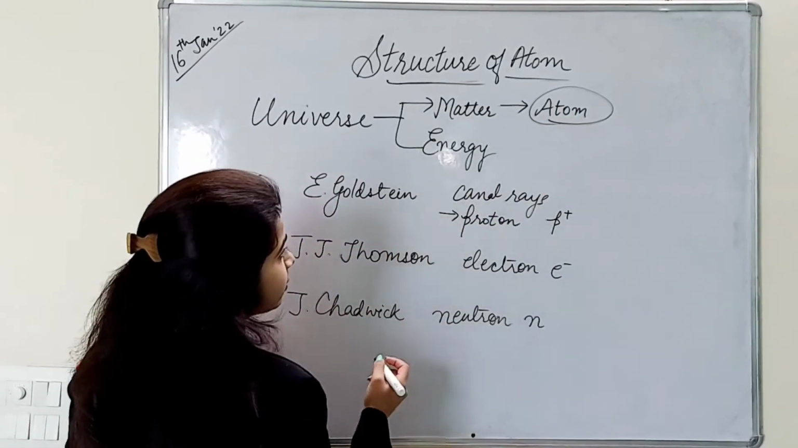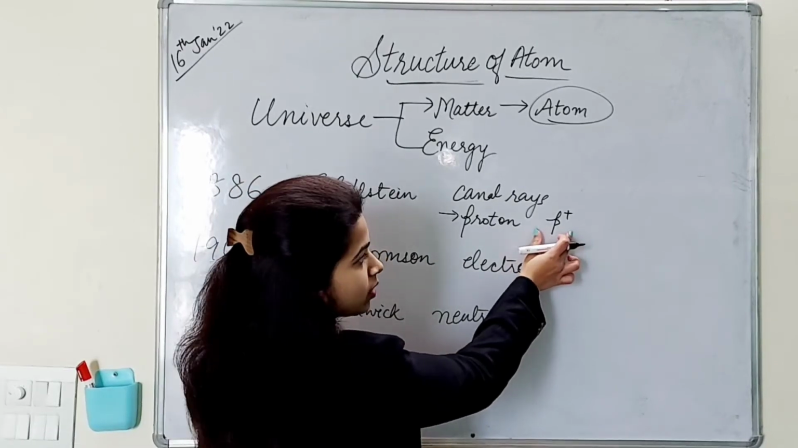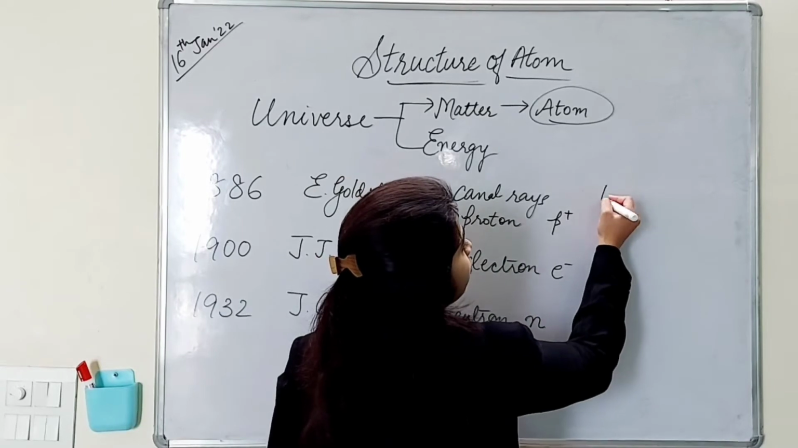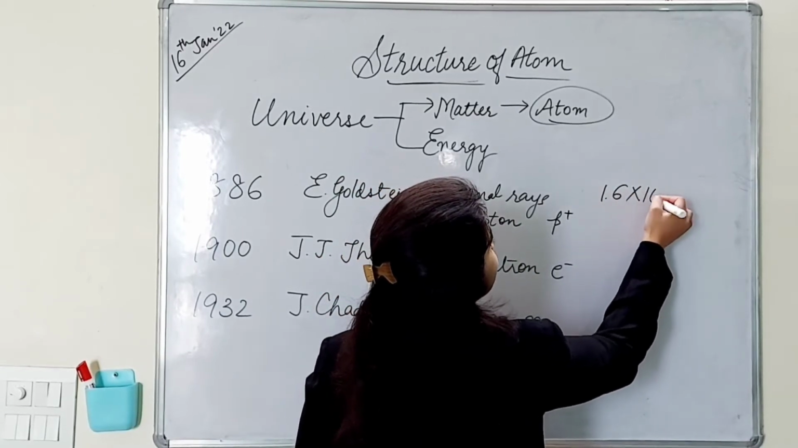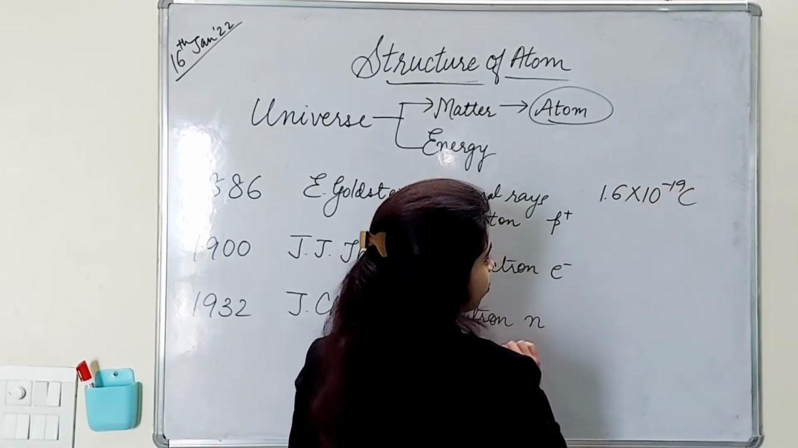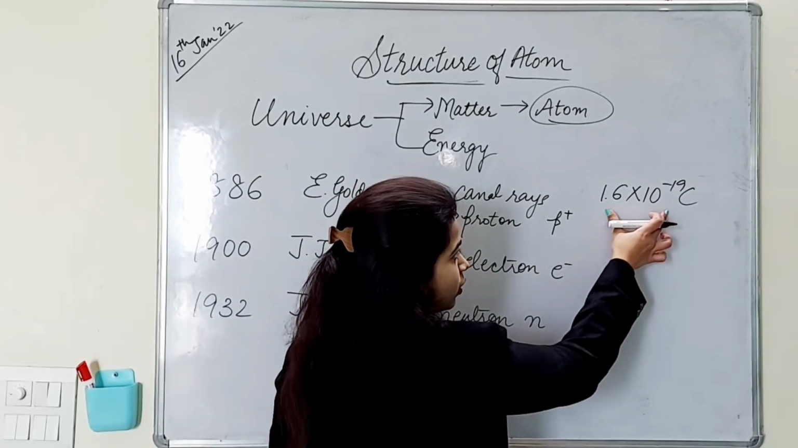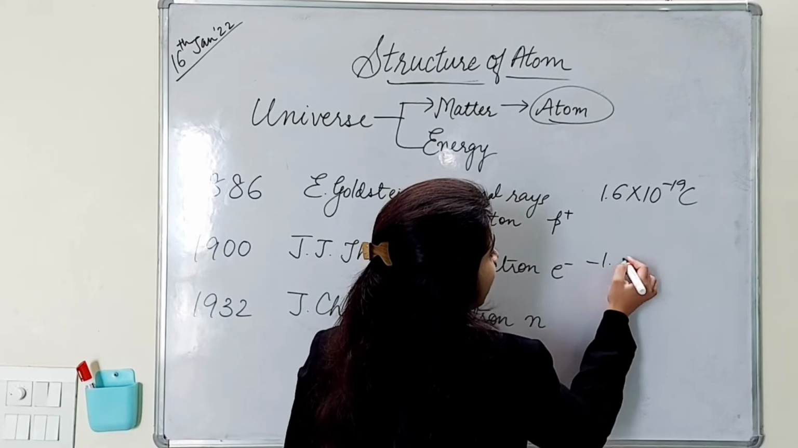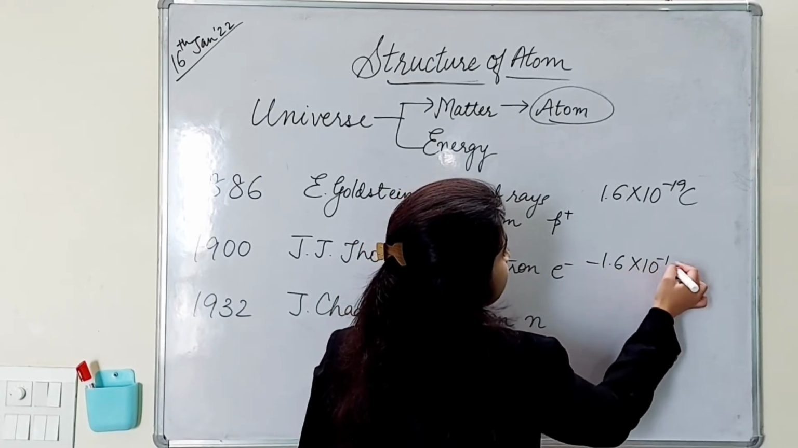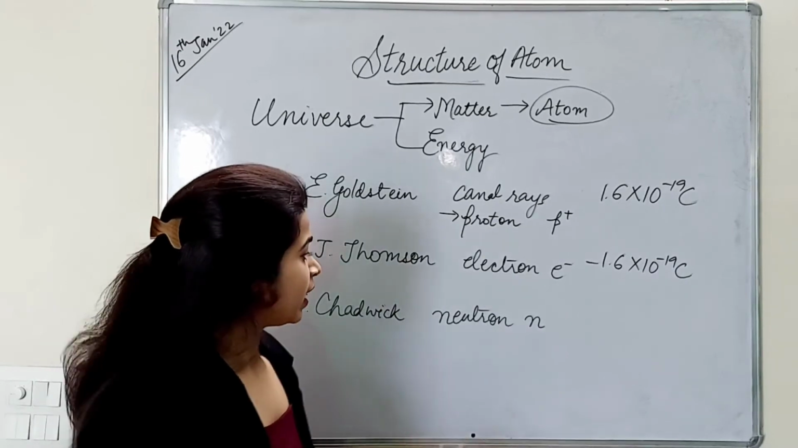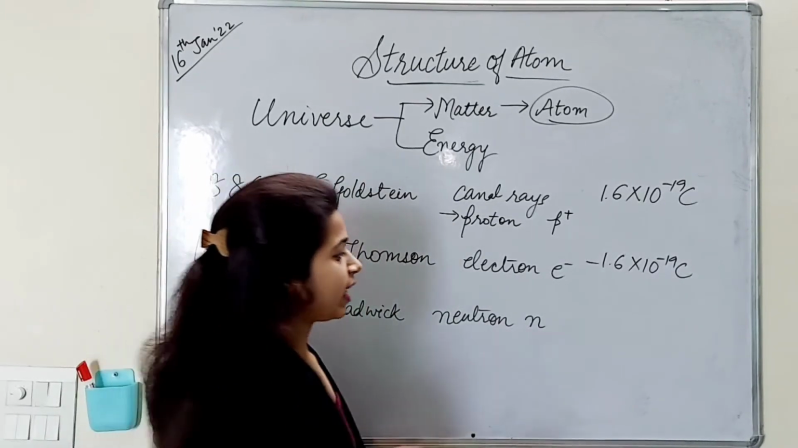Further adding to this, we know that a proton is positively charged and an electron is negatively charged. The charges of both is 1.6 into 10 to the power minus 19 coulomb. In case of protons, one proton has this positive charge and one electron has a negative charge, 1.6 into 10 to the power minus 19 coulomb. And neutron, being neutral, carries no charge.